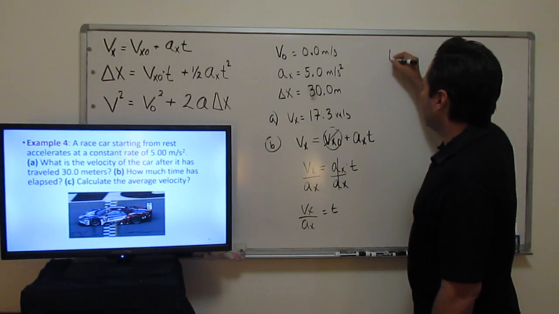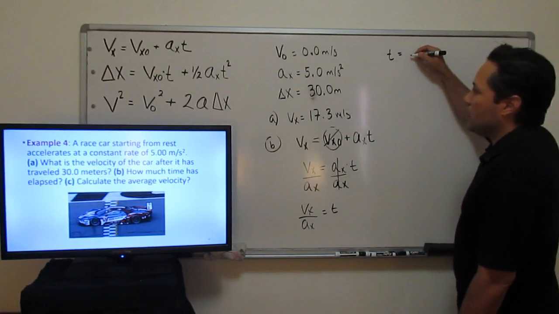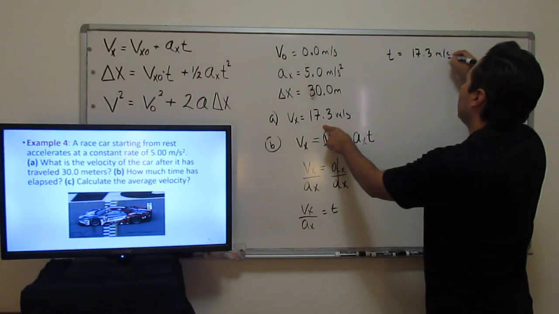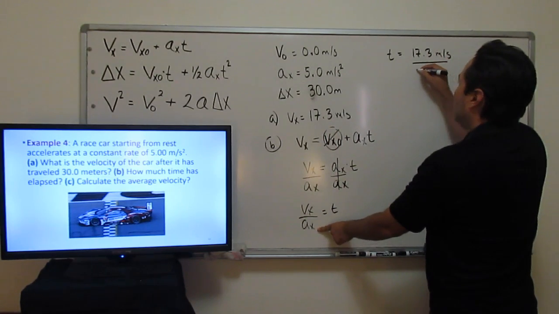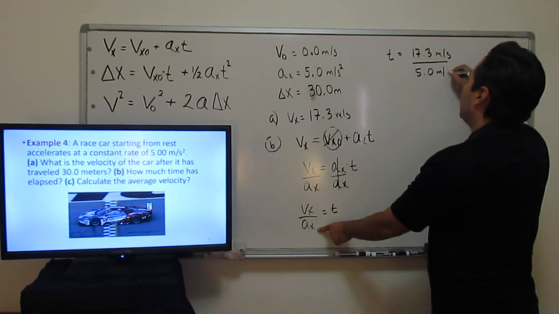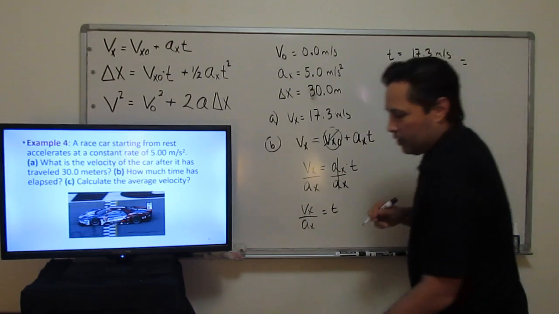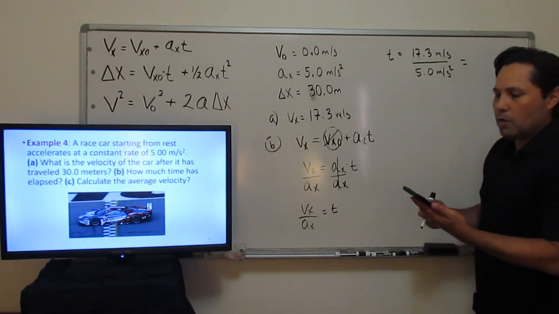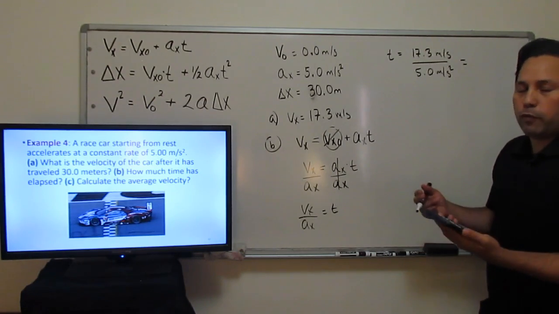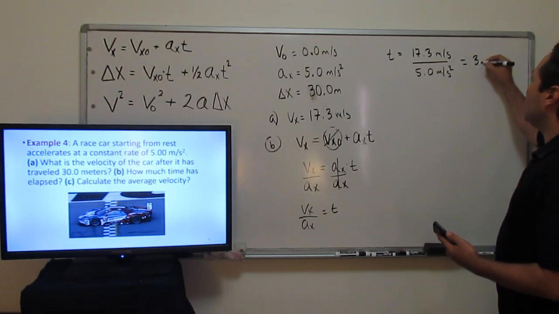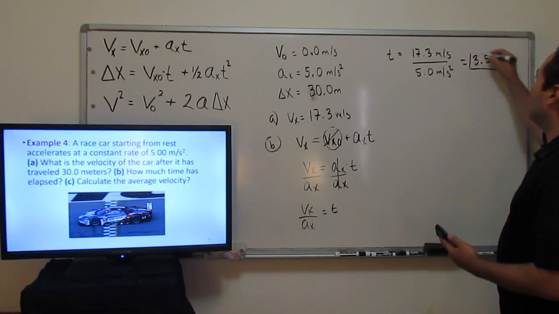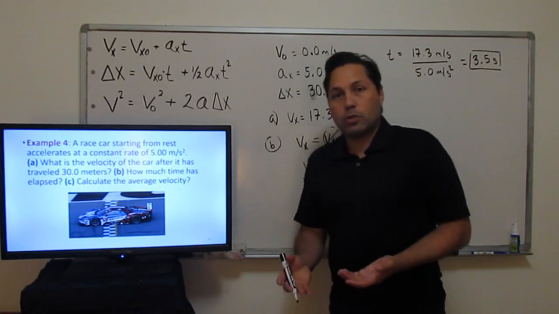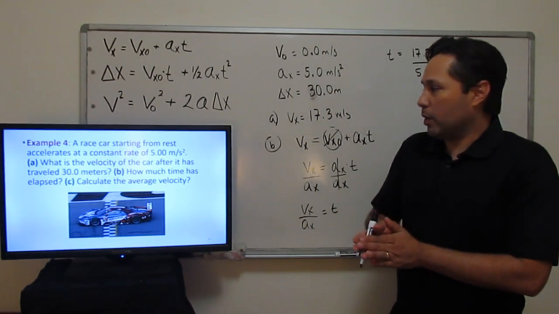So let's plug in the values. Time is equal to velocity. Our velocity was 17.3 meters per second, and the acceleration was 5 meters per second squared. So as we divide both of those, we end up with 3.46. We can round it off to 3.5 seconds, and that will be our answer for part B. Alright, so there we have it, part B.